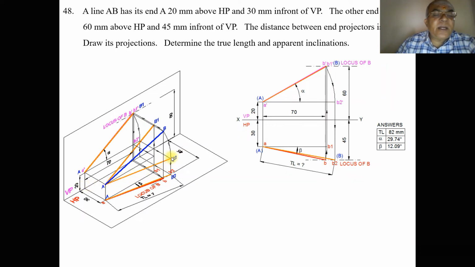So AB2 is parallel to HP. Since it is parallel to HP, you are getting the true length in HP. When you look from the top view, that projected point is going to lie on the locus of B in the top view. So you are going to get this point as small b2. Then join AB2 a little bit thicker than the XY line. This is going to be the true length because the line is parallel to HP.